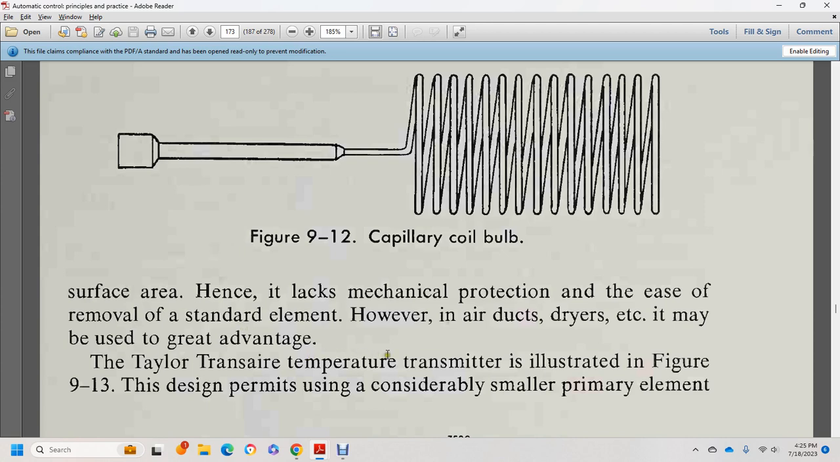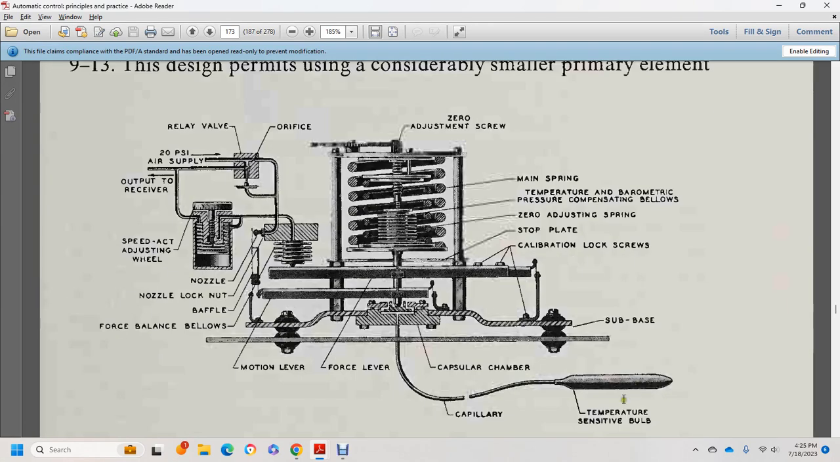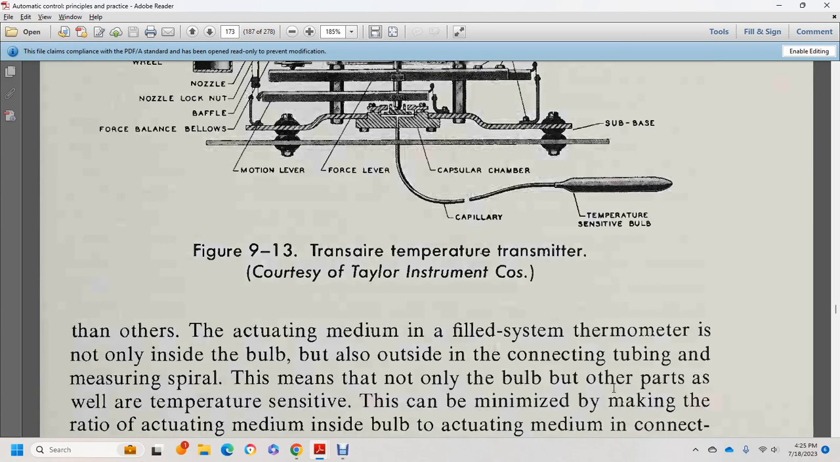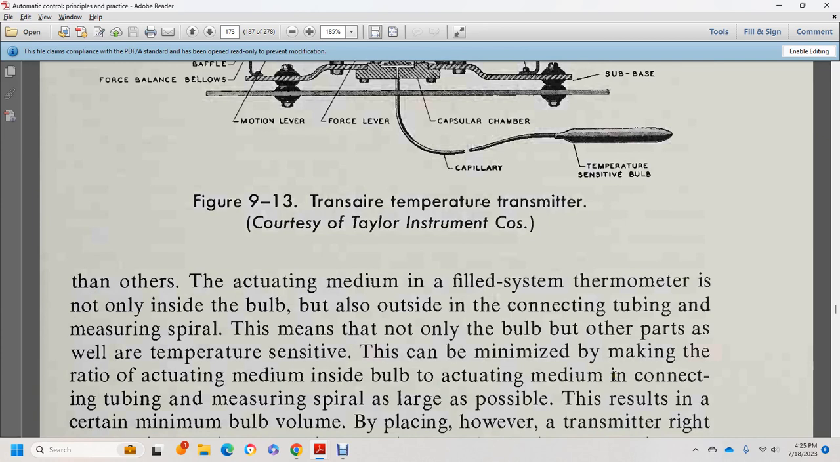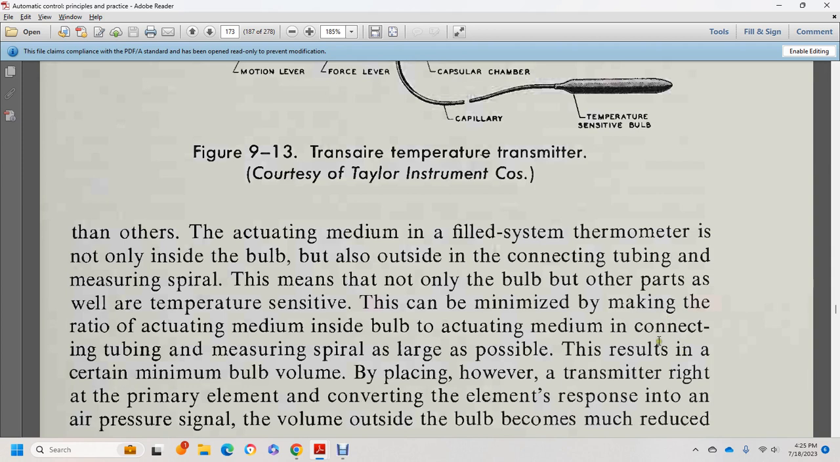The Taylor temperature transmitter, illustrated in figure 913, has a design with a considerably smaller primary element. The actuating medium of its filled system thermometer is located not only inside the bulb but also in the connecting tube to the measuring spiral. This means not only the bulb but the other parts of the system with temperature sensitivity can be minimized, making the volume of the actuating medium inside the bulb, along with the connecting tube and measuring spiral, as small as possible, with a certain minimum bulb volume.